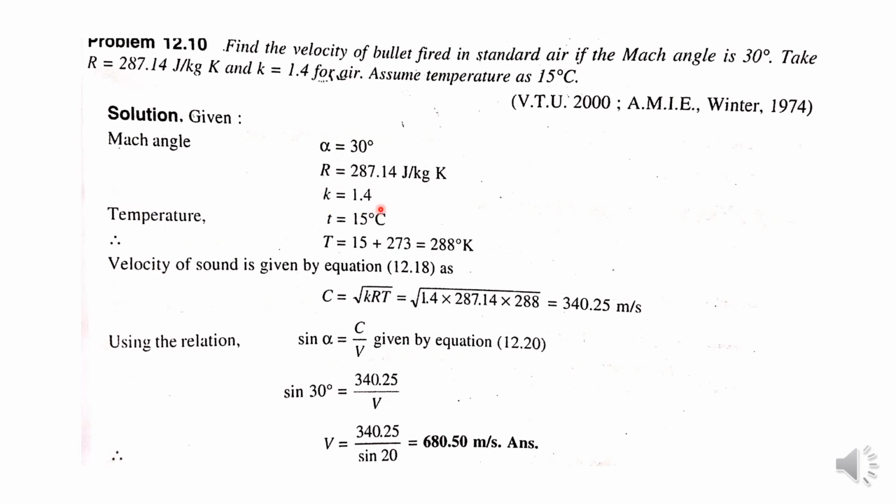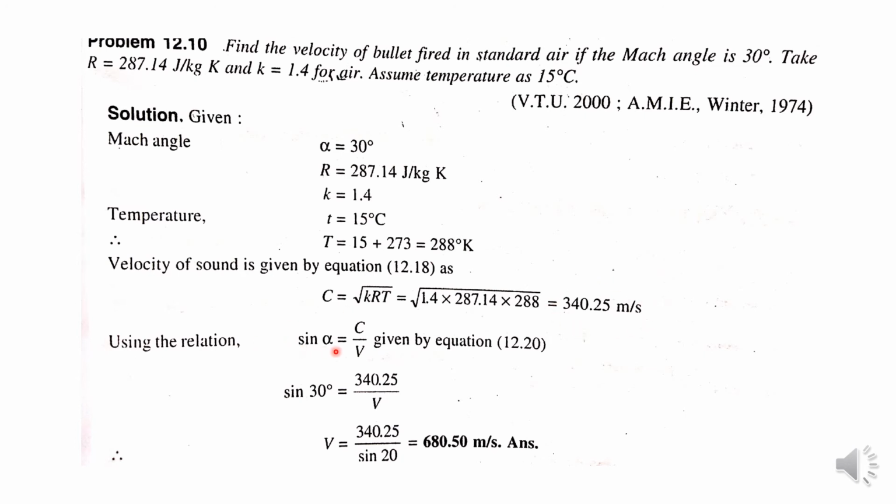Again we know the formula, that the velocity of sound C is given by root of kRT. Substituting all the values, my velocity of sound is 340.25 meters per second. Again, sine alpha is equal to C by V. So sine of the Mach angle alpha: sine 30 is equal to 340.25 divided by V.